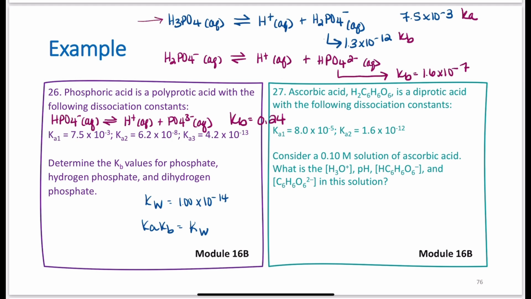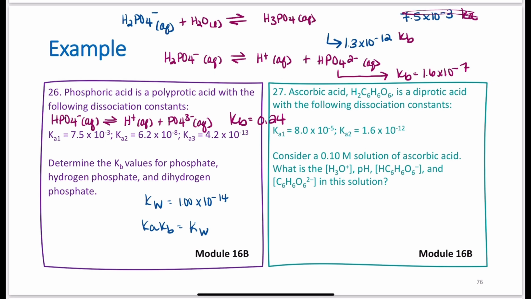So this, as written, is a Ka expression. What this is saying is I am taking this compound, dihydrogen phosphate, putting it in water, and it's acting as a base and reforming H3PO4. That needs that Kb value.